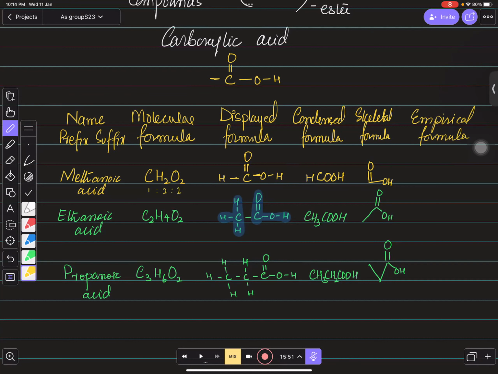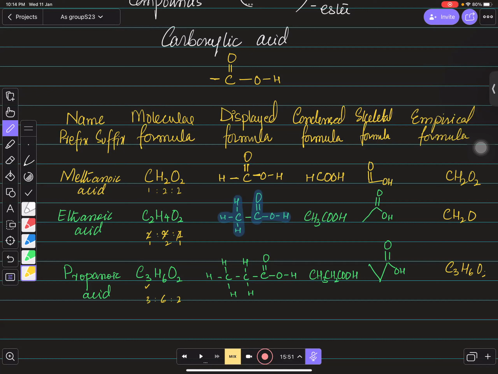We cannot divide it further by the same number. If you talk about this one, it is 2, 4, 2. So it can be divided by 2. All can be divided by 2. So the empirical formula for this one is CH2O, but this will remain the same, CH2O2, because it cannot be further simplified. If you talk about this one, it cannot be further divided or simplified because all the numbers are not in the same table. So it is already simplified. So C3H6O2, right? So these are empirical formulas.